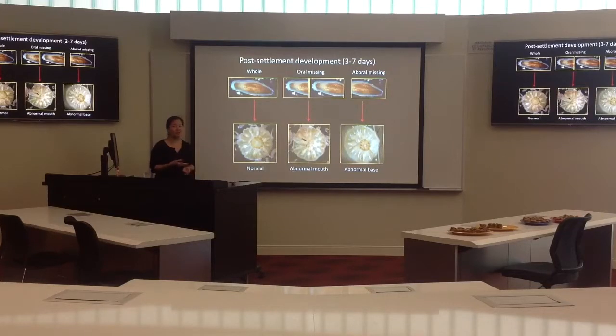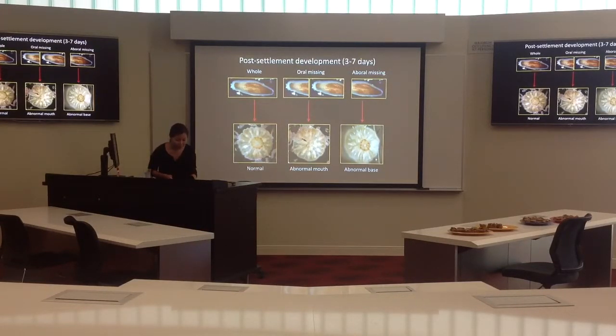And in case you're curious as far as what sectioned larvae look like when they settle, I followed them through. So this is post-settlement development, and these were followed through 3 to 7 days after they had settled. So just to show you here, a whole larva, not cut, looks like this when they settle, and this is a normal phenotype. And when you have the oral end missing, it forms an abnormal mouth, as you would expect. And when you have the aboral end missing, it forms an abnormal base. So it's lacking this nice fringing pattern that you see in the normal phenotype.